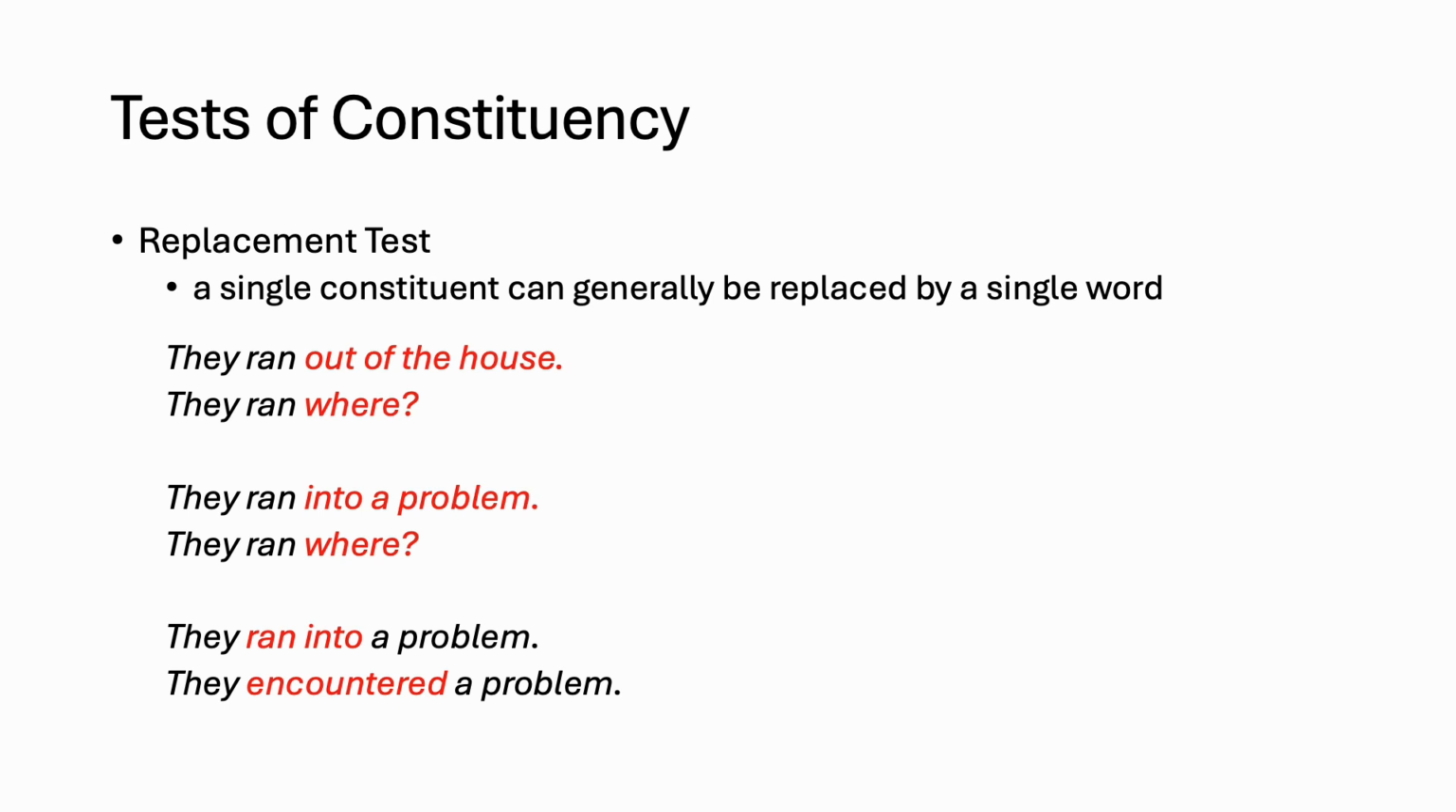That's the verb to run. Okay? Run into is something different. Okay? It's more metaphoric. So you could replace, for instance, they ran into a problem with they encountered a problem. And that is one test of constituency. You could say, for instance, they ran into a problem. They ran where? You can't say ran. You could say they ran into it, and then you would keep run into as a constituent, and then you could replace a problem with it. They ran into it.